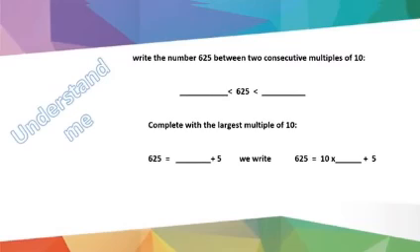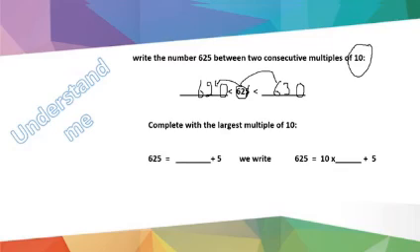Write the number 625 between two multiples of 10. Multiples of 10 end with 0. So directly put 0 in the ones place. So hide 5. First step, 62 stays the same. Second step, add 1 to 62. So 62 plus 1, 63.